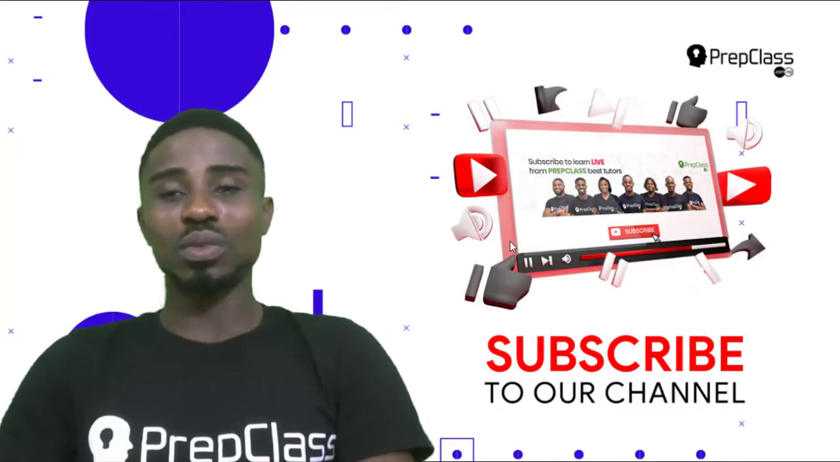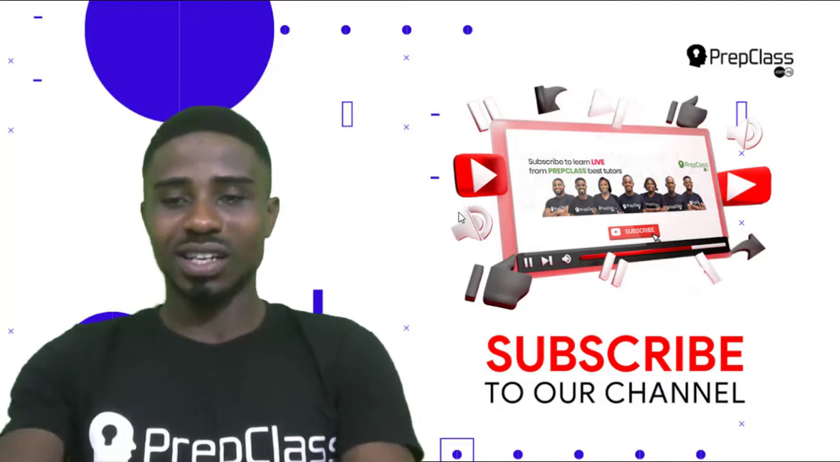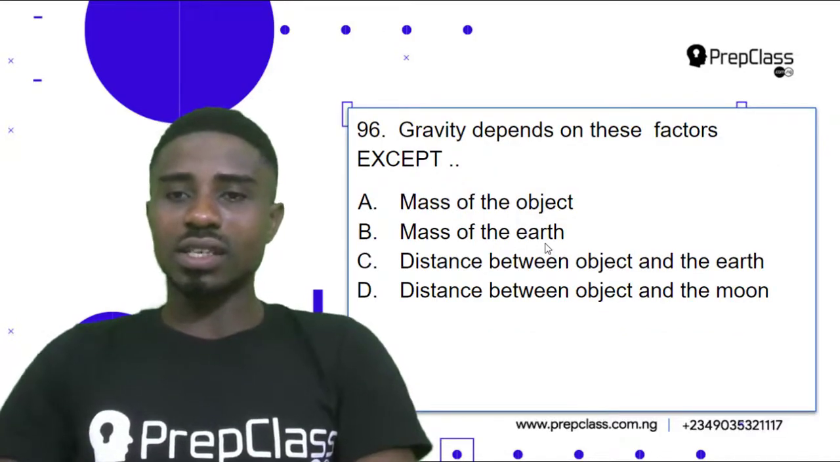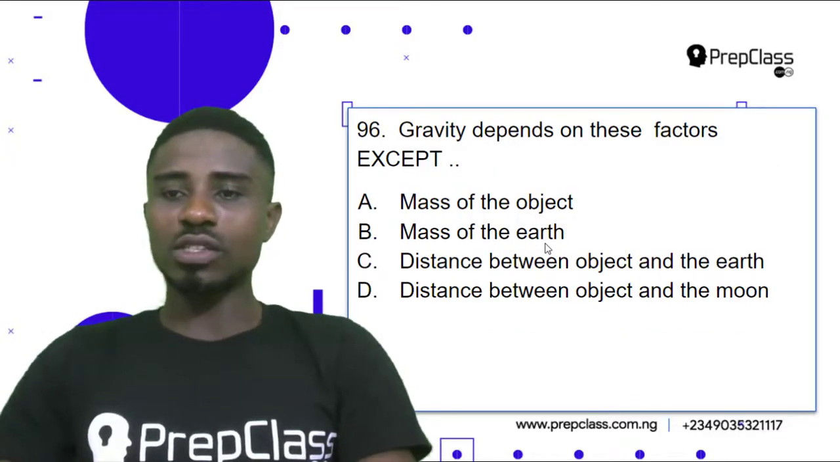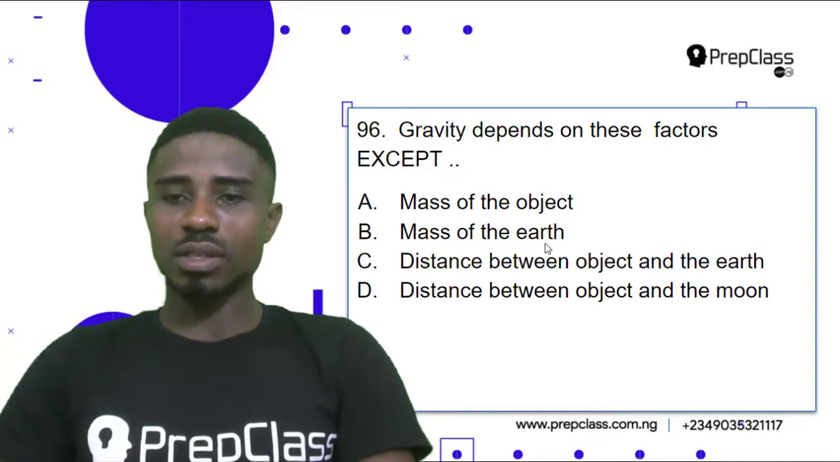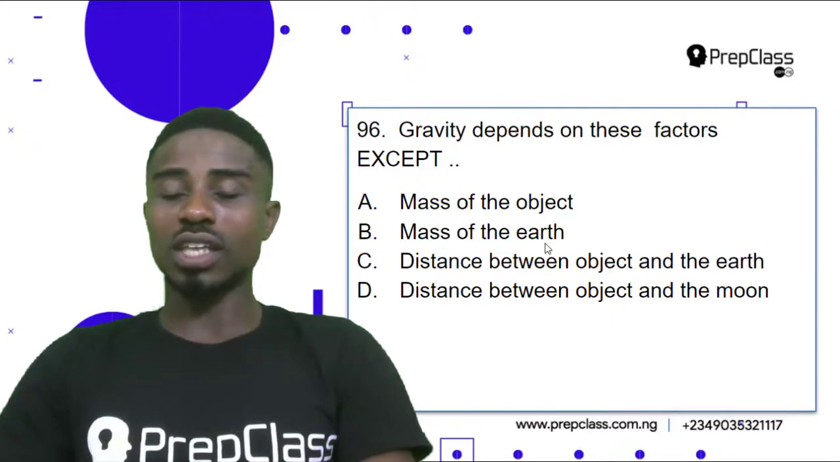Without further ado, let's zoom in. Question 96. Gravity depends on these except A. Mass of the object, B. Mass of the earth, C. Distance between object and earth, D. Distance between object and the moon.